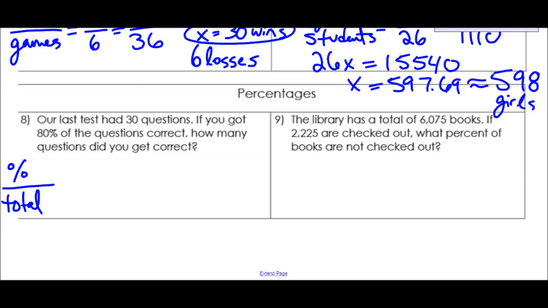Like in this problem, I didn't even read the problem. All I see is 80%. I know I have 2 numbers already. I'm going to put 80 over 100 as my first part of the proportion. I'm going to read it first. Our last test had 30 questions. If you got 80% of the questions correct, how many questions did you get correct? 80% is describing the number correct.